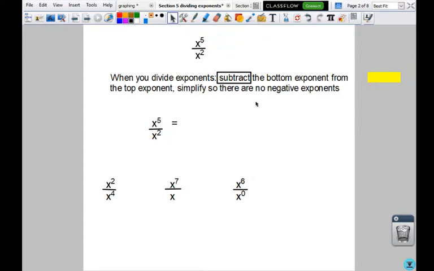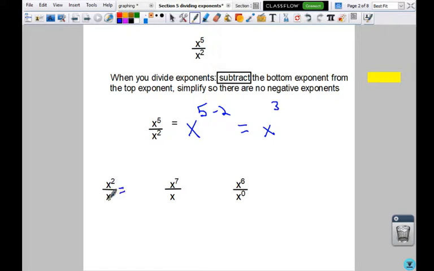Make sure there's no negative exponents. So x to the 5th over x squared is really x to the 5 minus 2, which is really x to the 3rd. And then I don't need to do anything else because I don't have a negative exponent. So I'm done. So we're going to keep going with some of these.